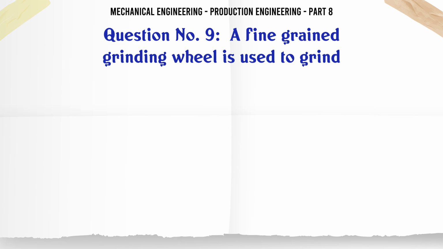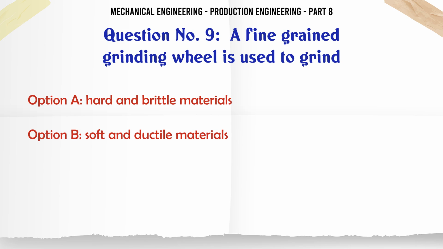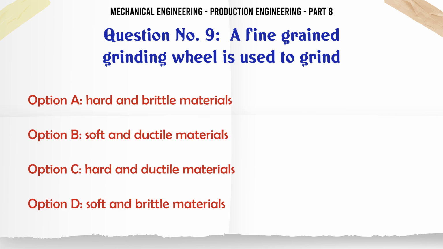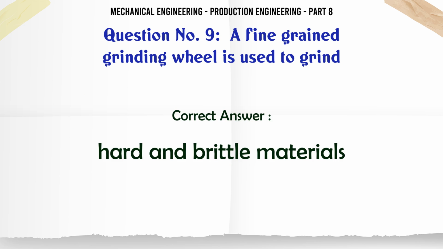A fine-grained grinding wheel is used to grind A. hard and brittle materials, B. soft and ductile materials, C. hard and ductile materials, D. soft and brittle materials. The correct answer is hard and brittle materials.